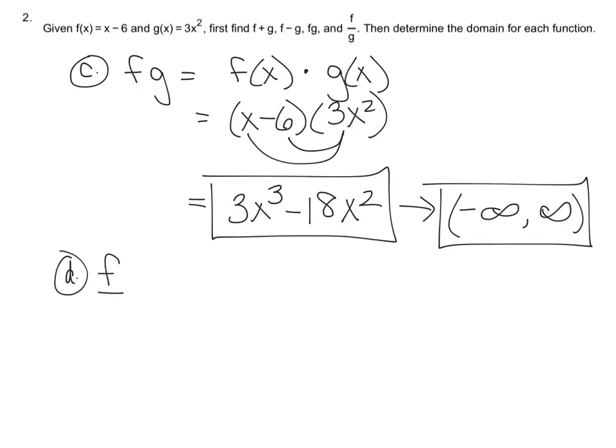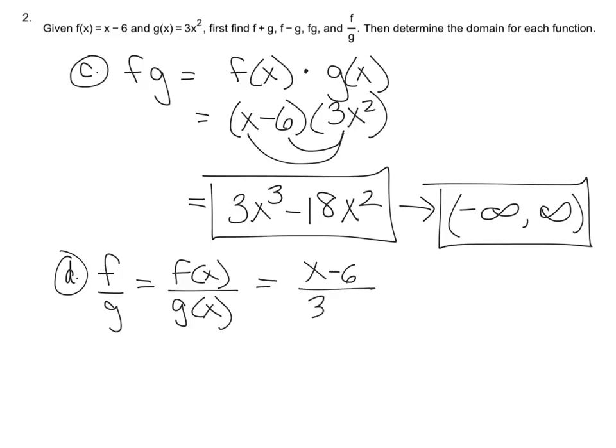Lastly, I'll find f divided by g, or f of x divided by g of x. This equals x minus 6 divided by 3x squared. Now I can't cancel any like factors, so this is my final answer. It's already in simplest form. This answer is a rational expression. That means that there's a variable in my denominator position.